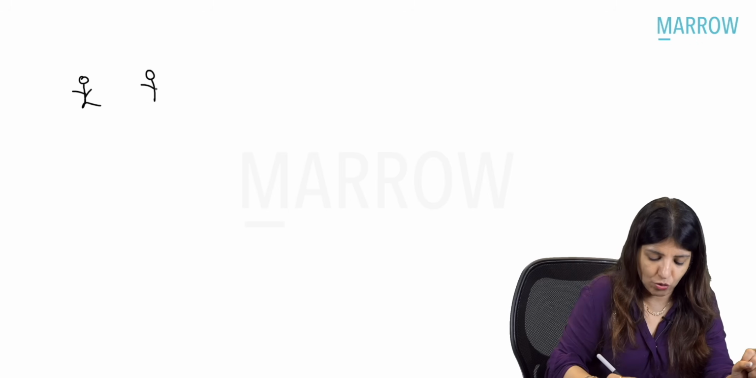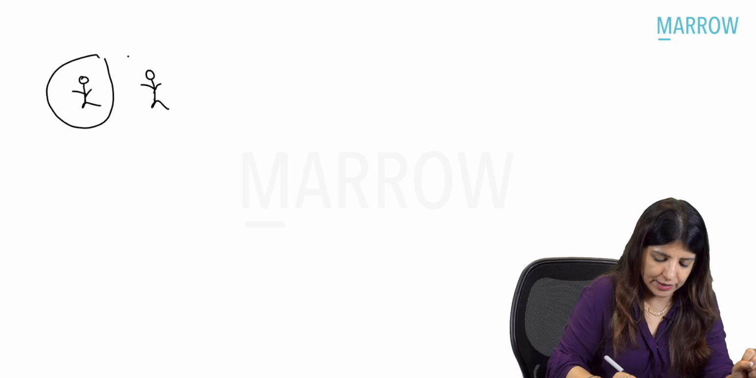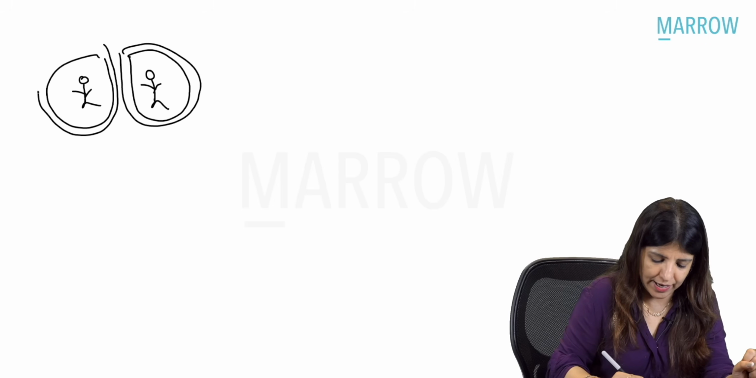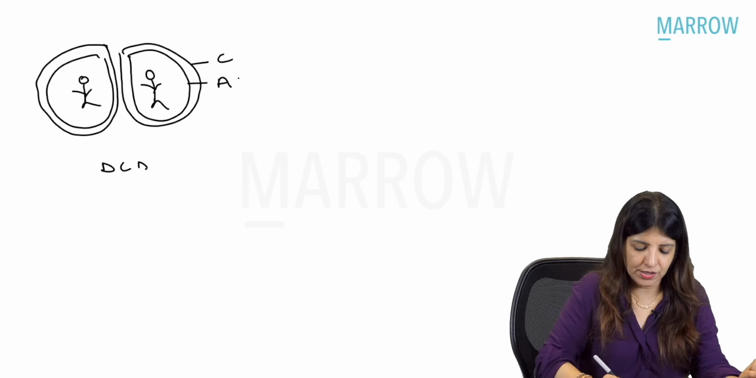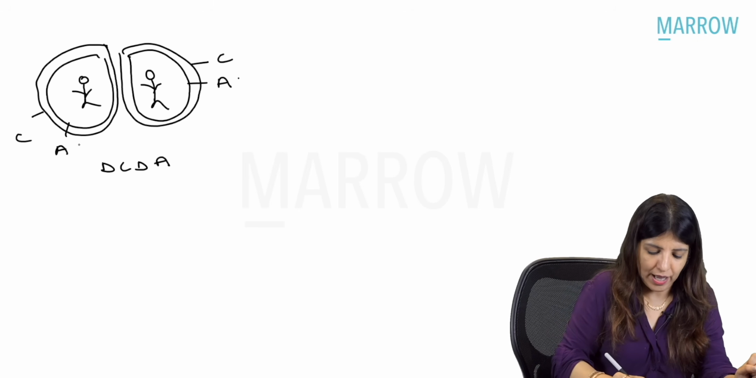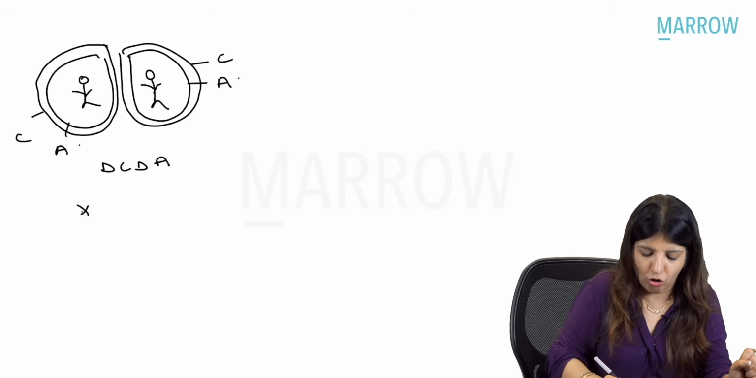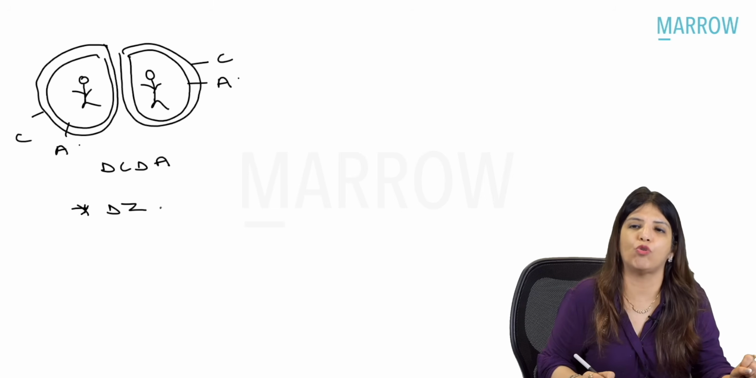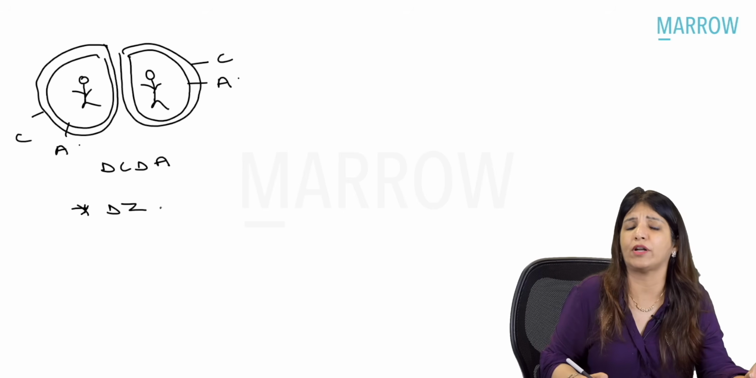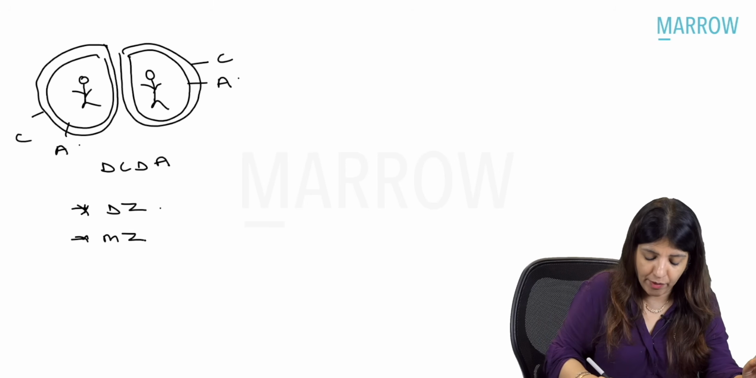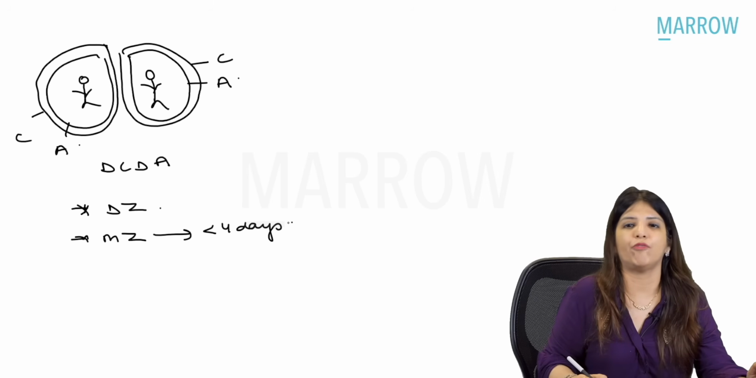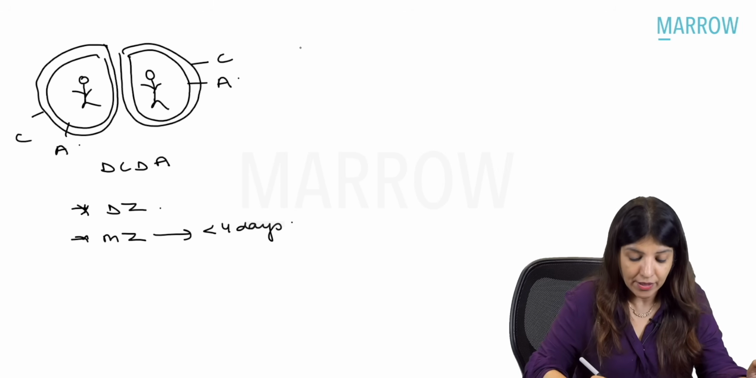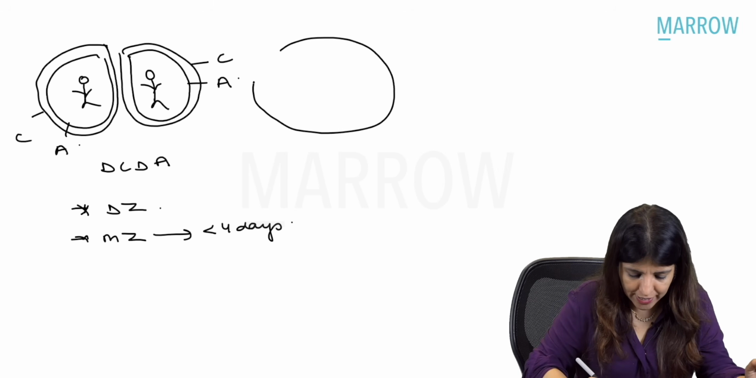So, first we are going to draw dichorionic, diamniotic twins. Right, so this is dichorionic, diamniotic twin. Outside chorion, inside amnion. When is a dichorionic, diamniotic twin formed? It is formed from all dizygotic twins. All dizygotic twins are dichorionic, diamniotic, and monozygotic twins, when they divide in less than 4 days, also form dichorionic, diamniotic twins.